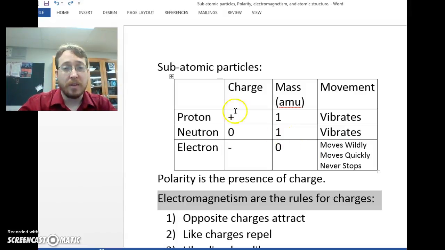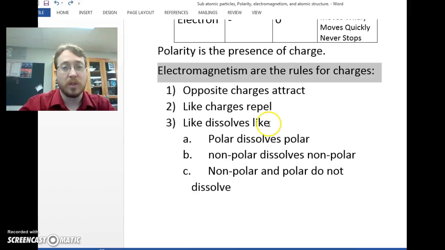Now, because charges are involved here, we have to discuss polarity, which is the presence of charge, and things that are polar follow the rules of electromagnetism, which state 1, opposite charges attract, like charges repel, like substances dissolve like substances, meaning polar dissolves polar substances, nonpolar dissolves nonpolar substances, but nonpolar and polar substances do not dissolve. This last rule is going to come up later, but you can see in the atom, these rules are being applied right away. We're going to talk more about the model of the atom and how polarity and electromagnetism can explain that model. I hope this helps.